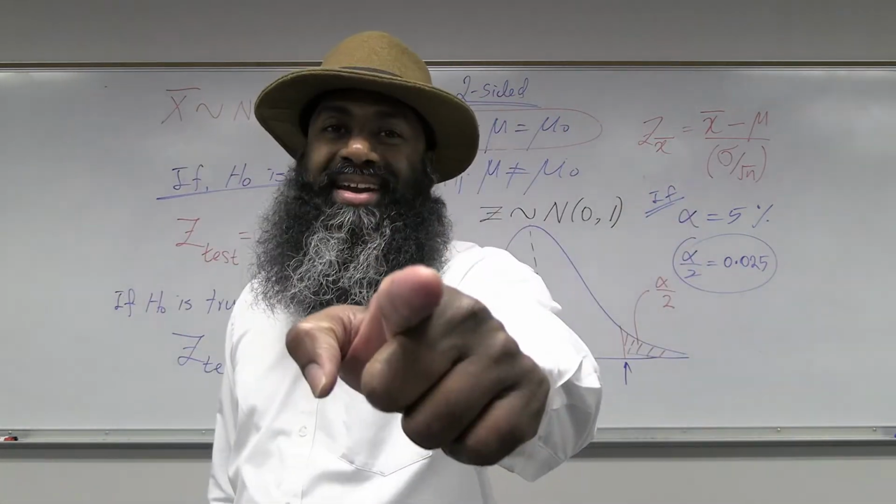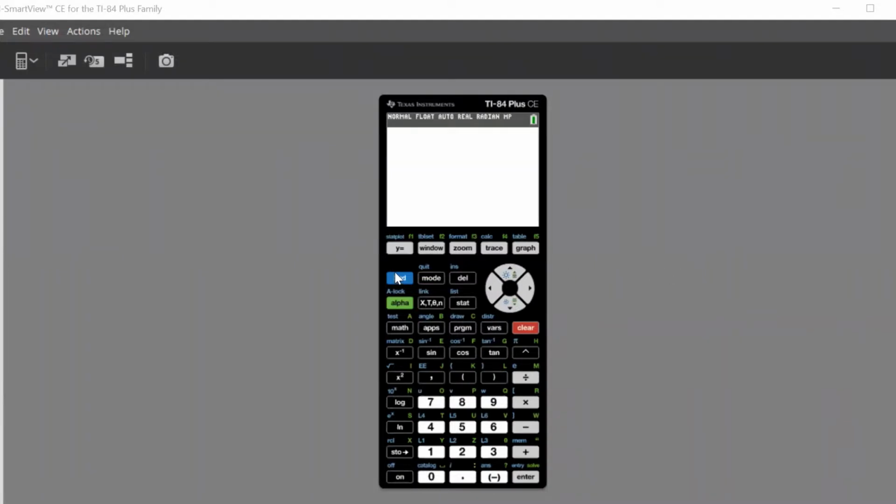Let's go to your calculator. Here is our calculator. We need to go to distributions, second variables, that's where we have distributions, and then we can select number 3, inverse normal, hit enter. First, I have to enter the area, which we saw as 0.025. Mu is equal to 0, sigma is equal to 1.